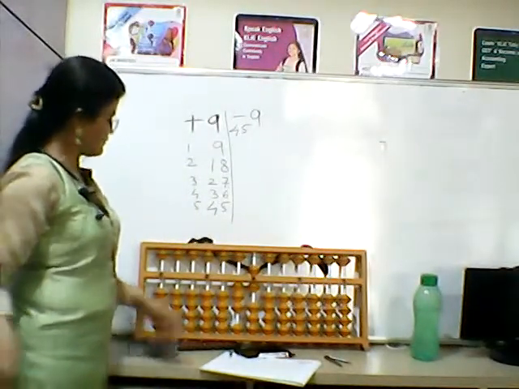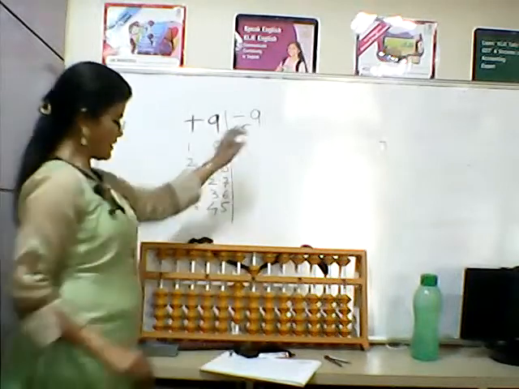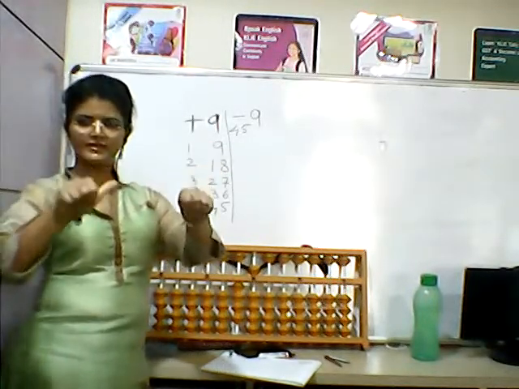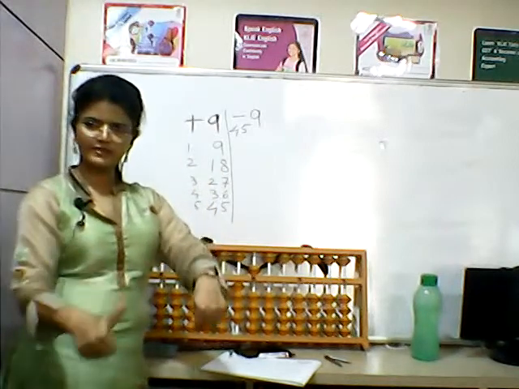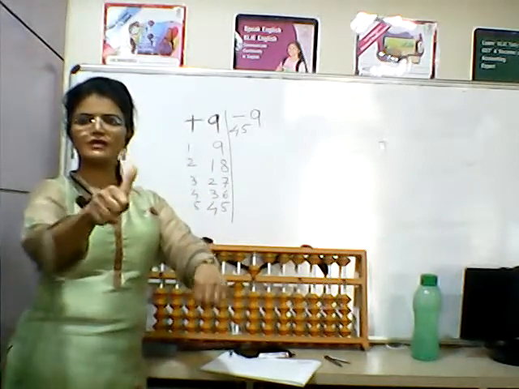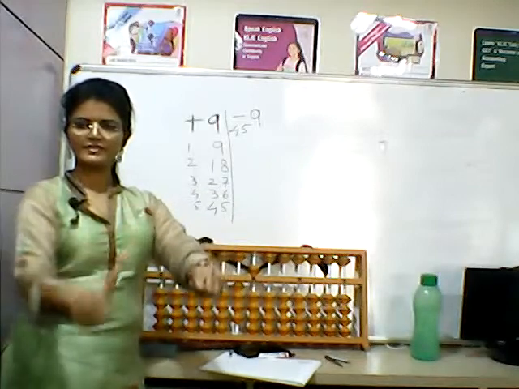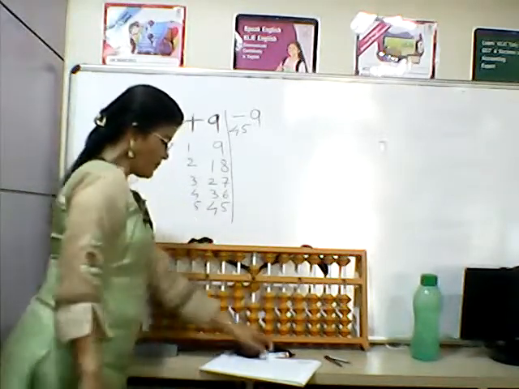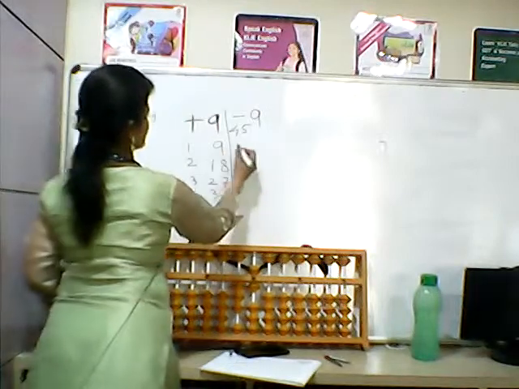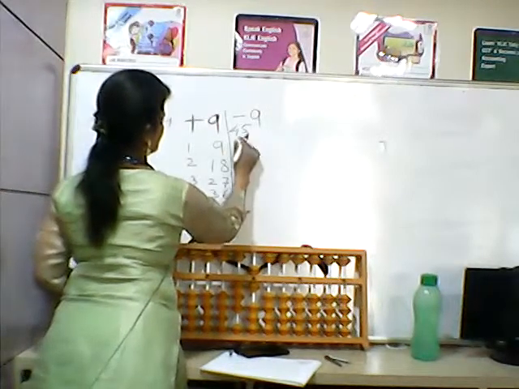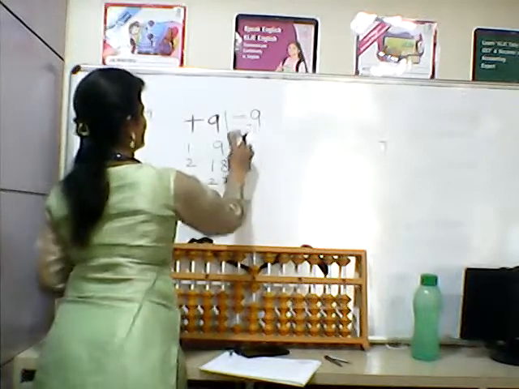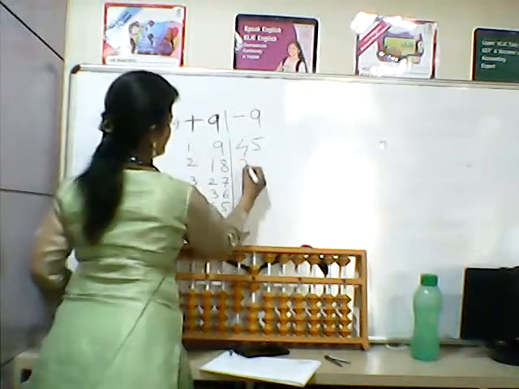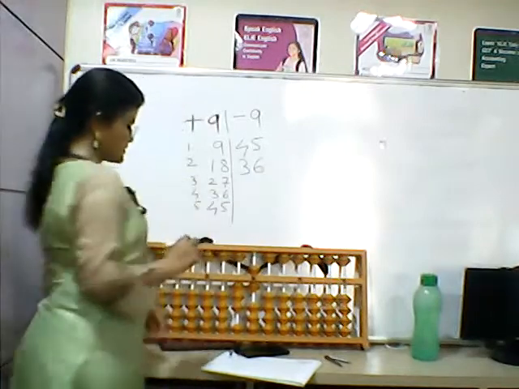So now what we did, it was 45 and we are doing minus 9. So minus 9, minus 10 plus 1, minus 10 plus 1, minus 10 plus 1. So the answer is 30. So over here, first we got 45. And then here we got the answer 36.